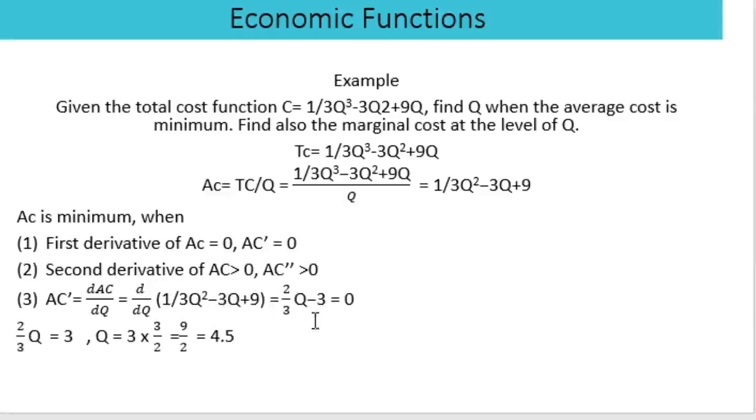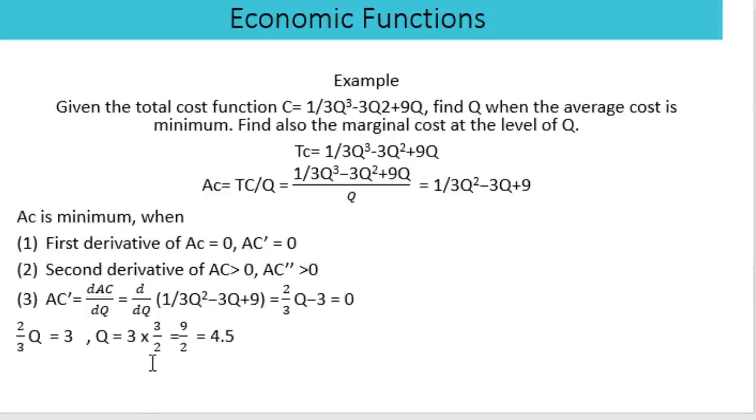That is 2 by 3 q minus 3 equal to 0. From this we can find out q. That is 2 by 3 q equal to 3. Therefore q equal to 3 into 3 by 2, taking this to the right hand side, that is 9 by 2. Q equal to 9 by 2 is 4.5.